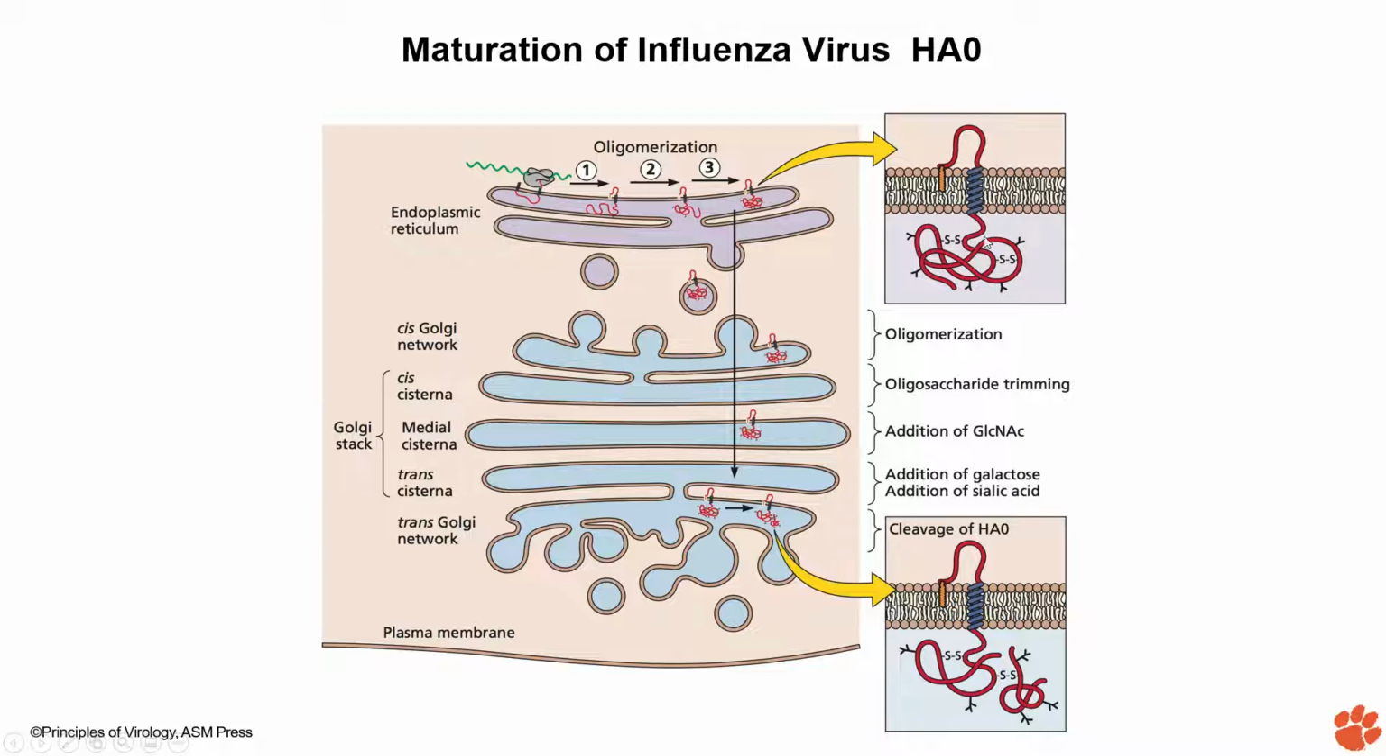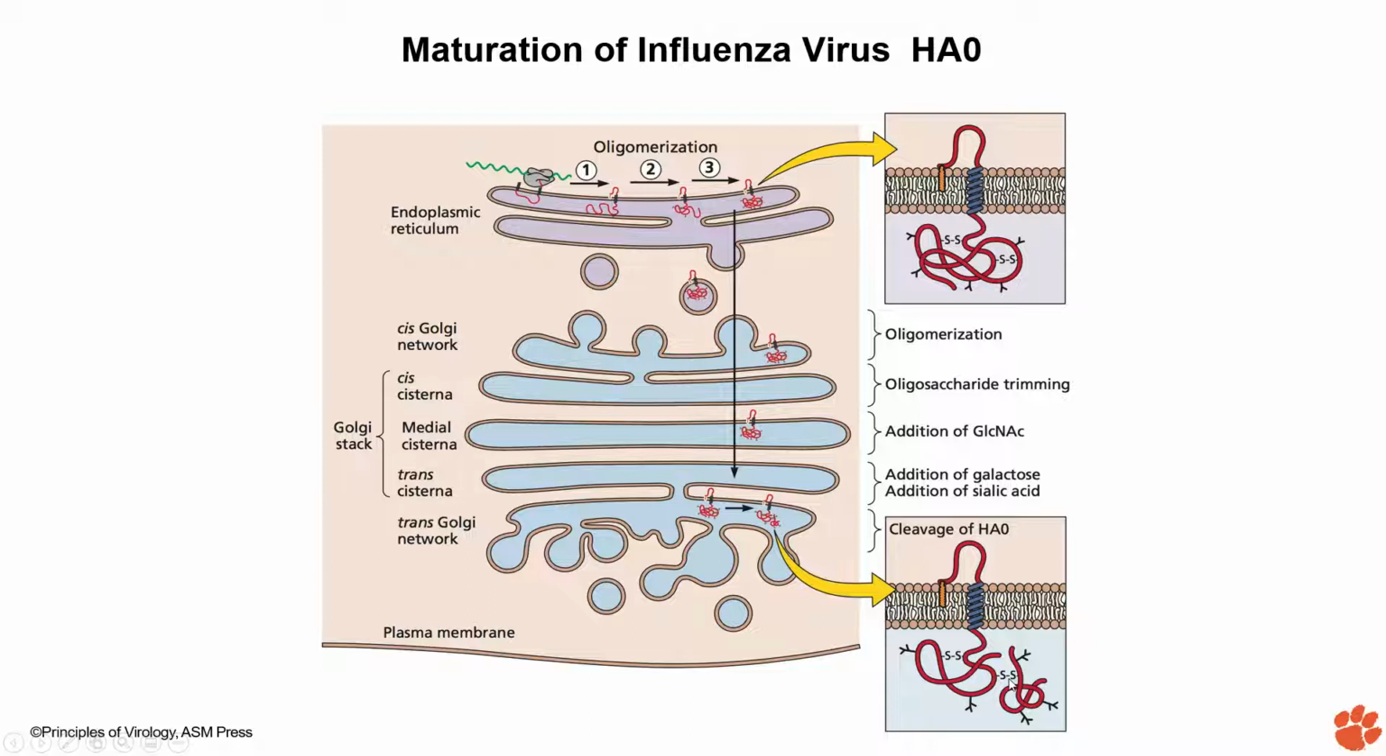This is the HA0 with the intact protein, and as it is going through the stack of the Golgi, in the trans-Golgi network, there is a cleavage that happens right here. You can see the trans-Golgi network. So what happens? You have these two portions, the HA1 and HA2 protein. They are separated out, but they are connected with the disulfide bridge.